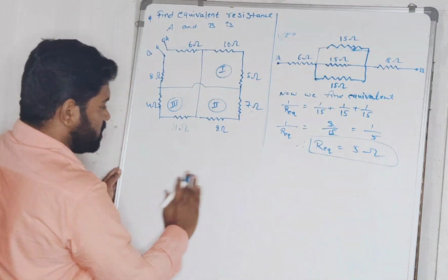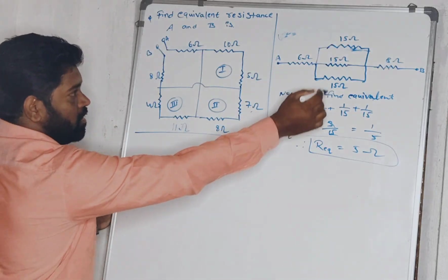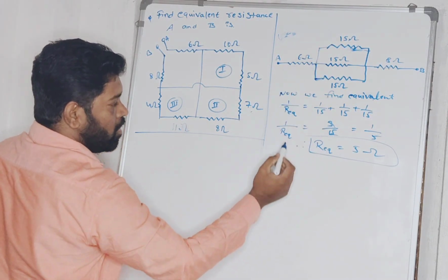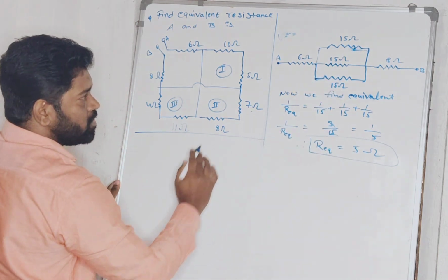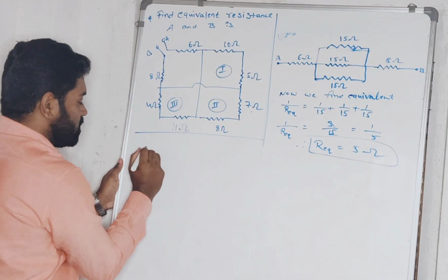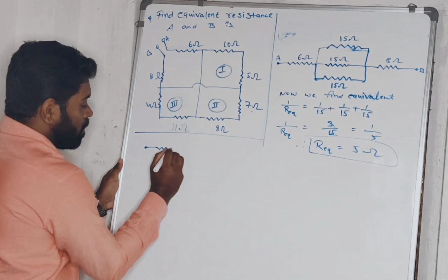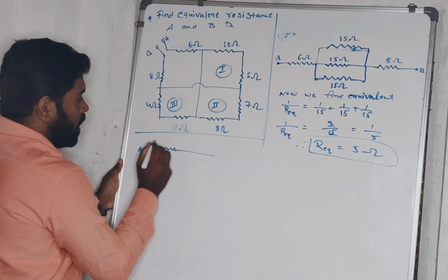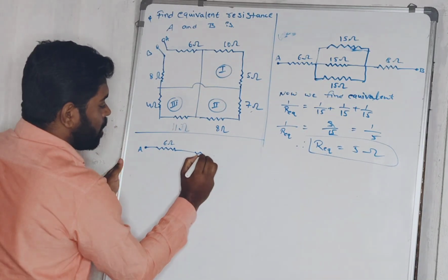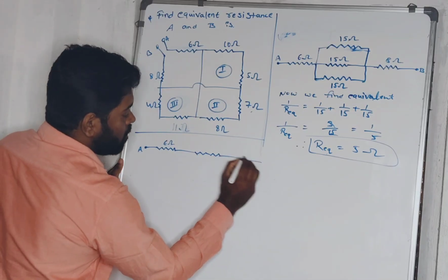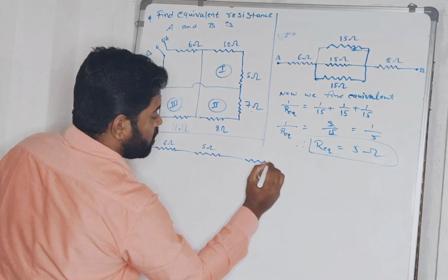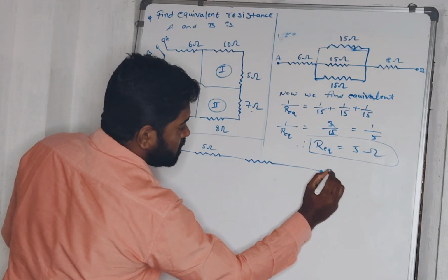Then finally, let's check here. 15 ohms, 15 ohms, 15 ohms are in parallel. Now you find the equivalent resistance, that is 5 ohms. Finally, the 5 ohms is in series. Finally, here watch it. A, 6 ohms, and here 5 ohms, and finally here 8 ohms. And finally is B.